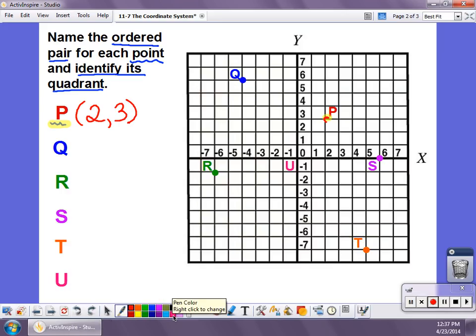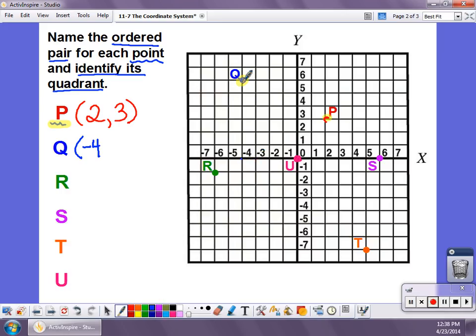All right, let's look at another one. Let's find Q. Okay, if I look over here on my graph, Q is right up here. So again, I need to think about how do I go from this origin to get to Q. I always go across the bottom, or across, first before I go up or down. So from here, I'm going to go 1, 2, 3, 4 places to the left. And because it's 4 places to the left, that's a negative 4. Because I started at 0 and I went negative 1, negative 2, negative 3, negative 4.